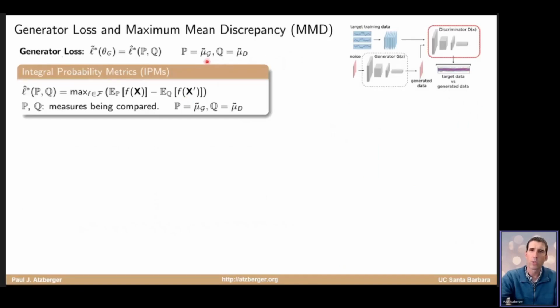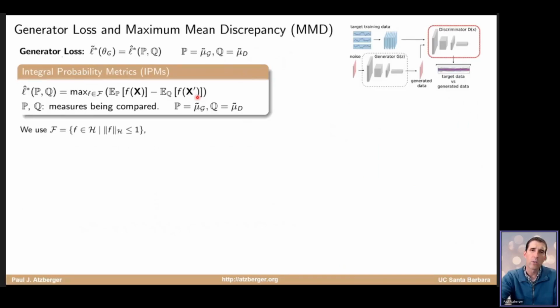If I had two empirical distributions, one for the generator, one for the training data, the loss that we're going to use is going to be an integral probability metric. This provides a stronger signal back to the generator. This includes things like the Wasserstein distance, if you were to use one-Lipschitz functions, for example.